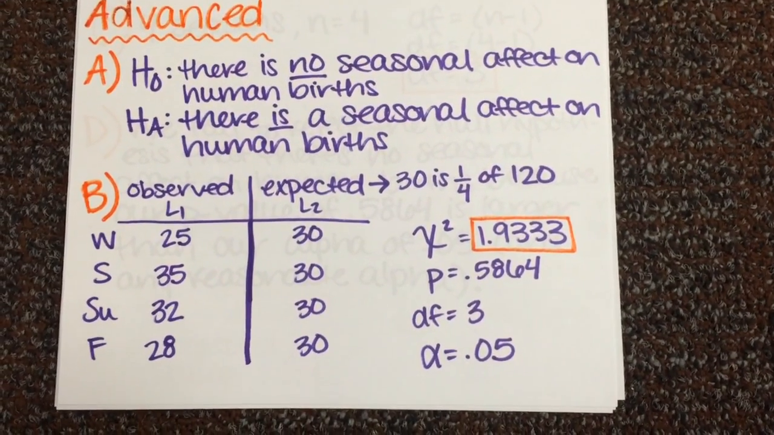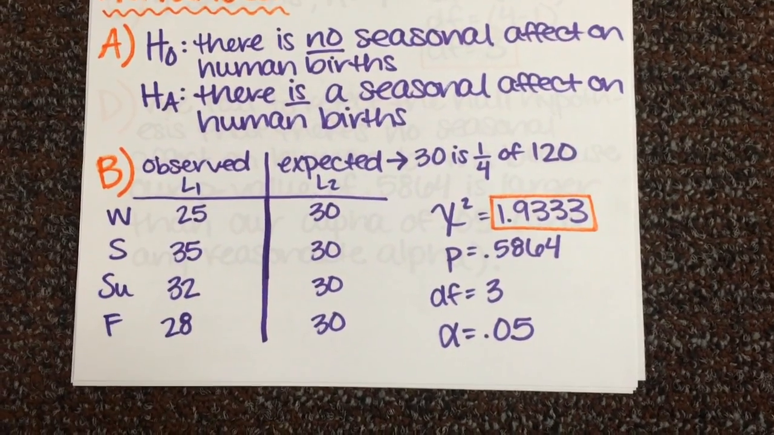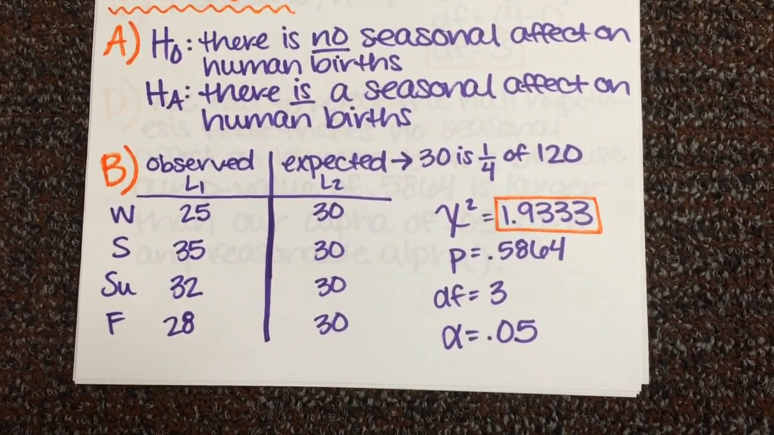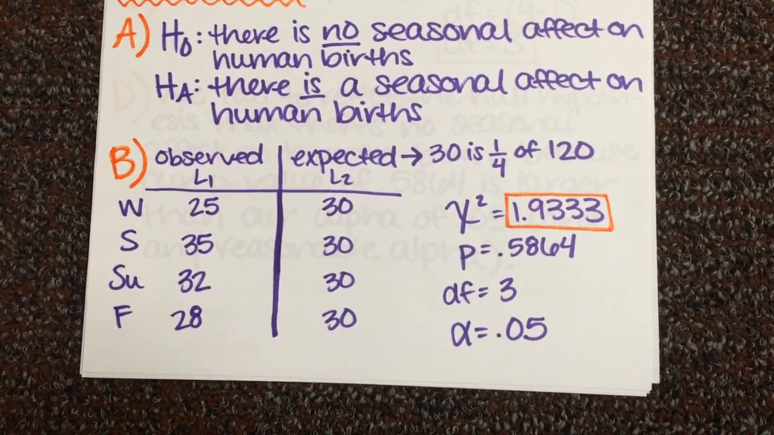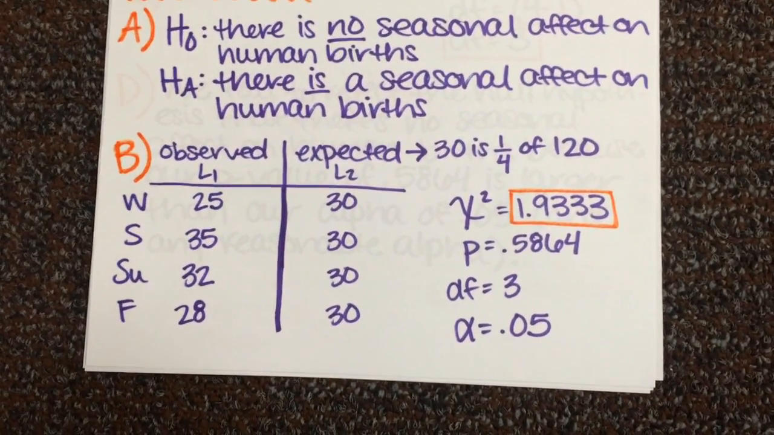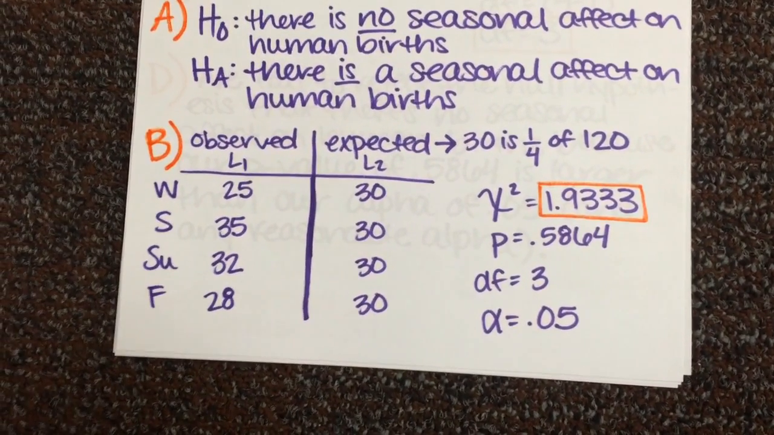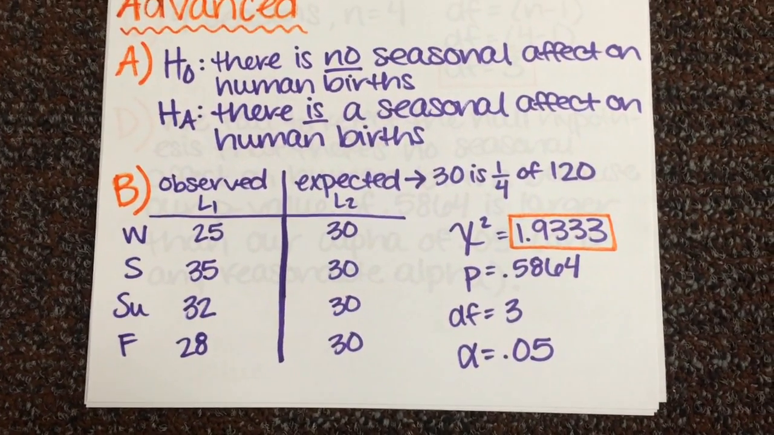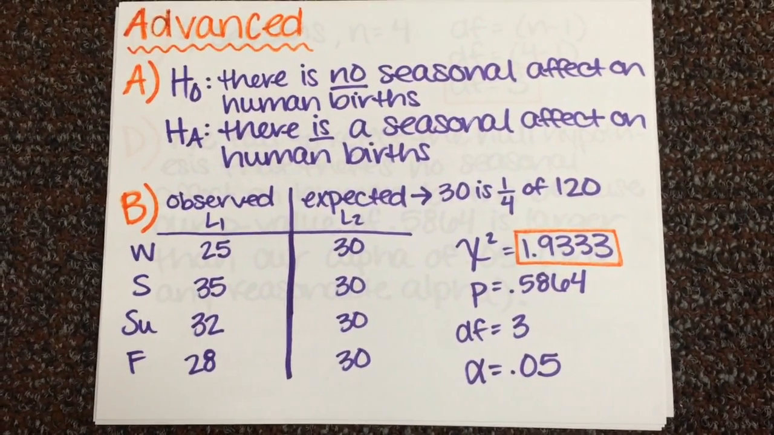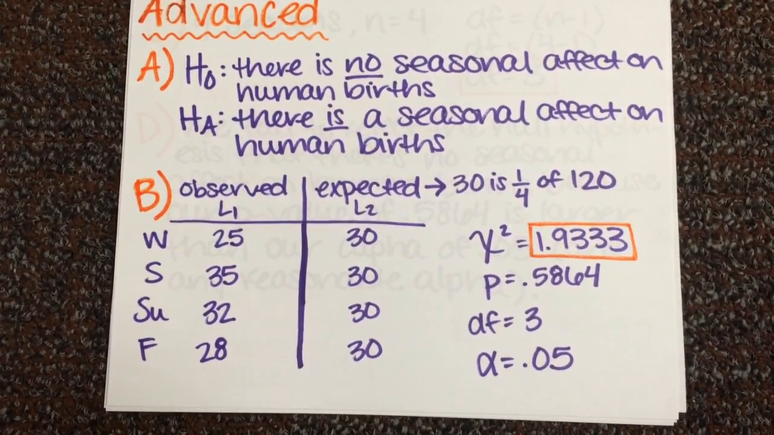The advanced question says, if there is no seasonal effect on human births, we would expect equal numbers of children to be born in each season: winter, spring, summer, and fall. A student takes a census of her statistics class and finds that of the 120 students in the class, 25 were born in winter, 35 in spring, 32 in summer, and 28 in fall. She wonders if the excess in the spring is an indication that births are not uniform throughout the year.